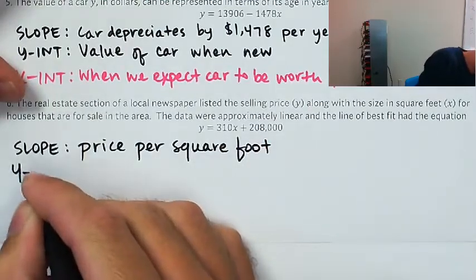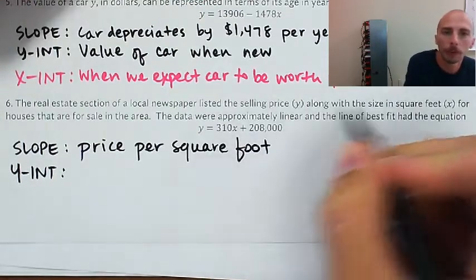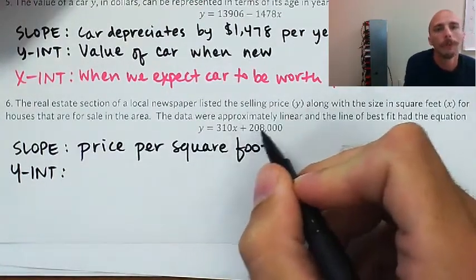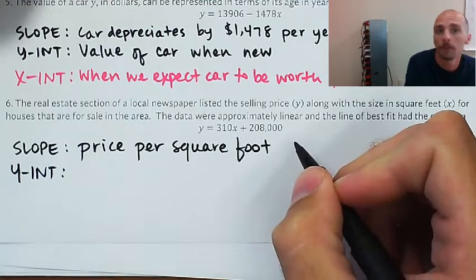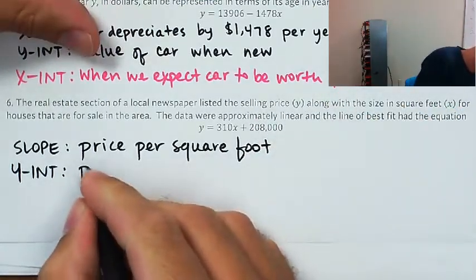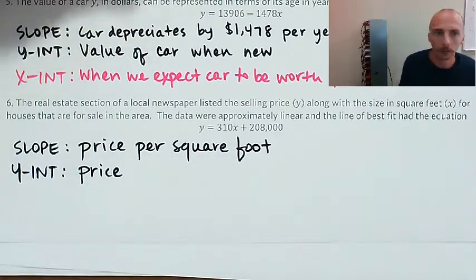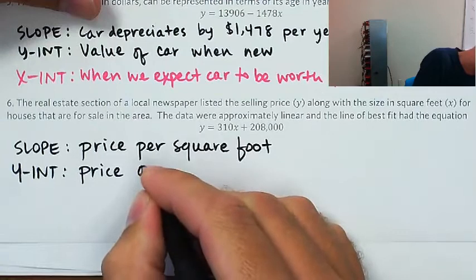The y-intercept. Well, that's going to be when x is 0. When the square feet is 0, well, maybe an empty lot, it's not free. It's still worth something. So I might say price of empty lot, or price with a 0 square foot house on it. Whatever you want to say.